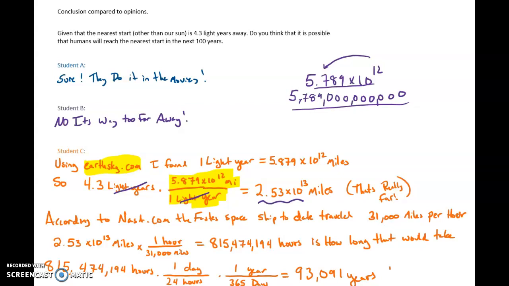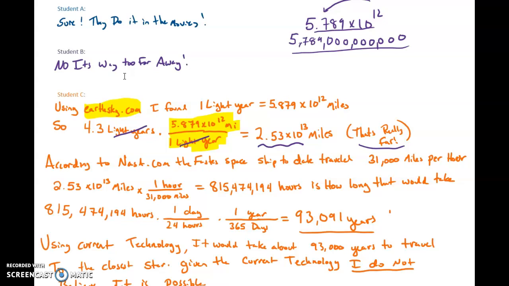You might think to yourself, is this a smaller number or a larger number? Well, since that exponent went from a 12 to a 13, this is actually a larger number. And they say that that's really far. That's true. Now, according to NASA.com, the fastest spaceship to date traveled 31,000 miles per hour. So 2.53 times 10 to the 13th miles times, this is another conversion factor, they tell us that we went 31,000 miles in 1 hour. And that gives us 815,474,194 hours is how long that would take.